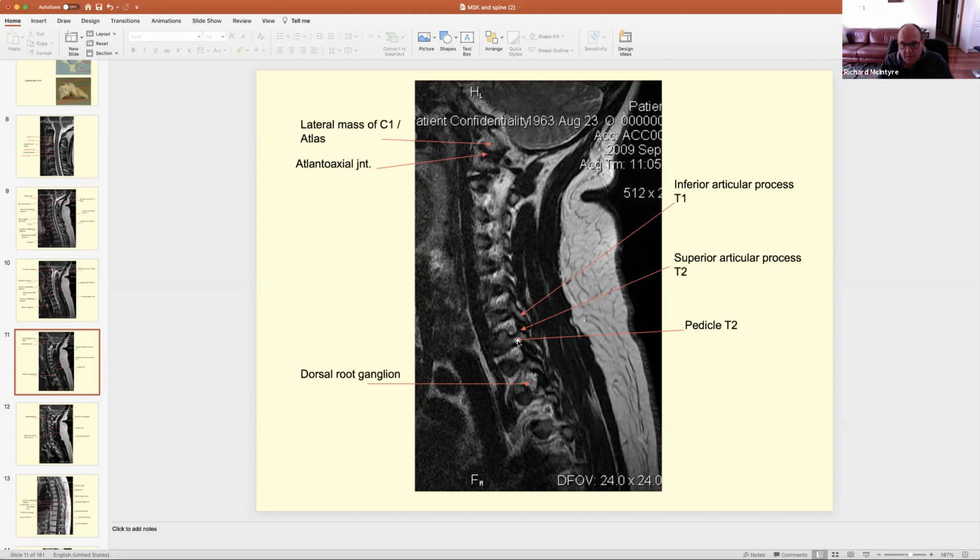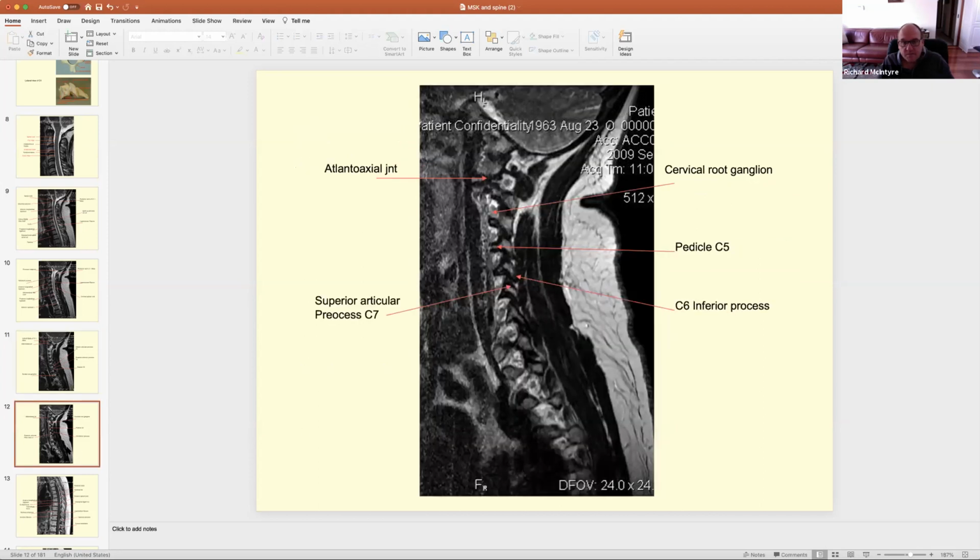Okay, so we have the pedicle, we have the superior and the inferior articular process of those vertebral bodies. The joint space, and we've mentioned the ganglion. So again, we've got the superior and inferior articular space, the joint, the nerve root ganglion. Up there you can see an axial through that nerve as it exits the spine and comes out through the foramen. And we've got the pedicle there at the back, as we discussed.